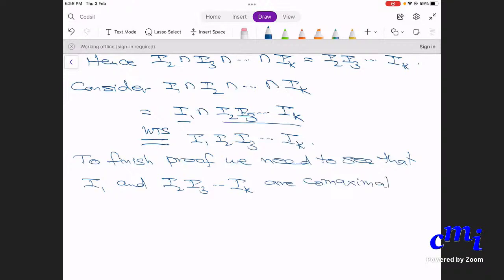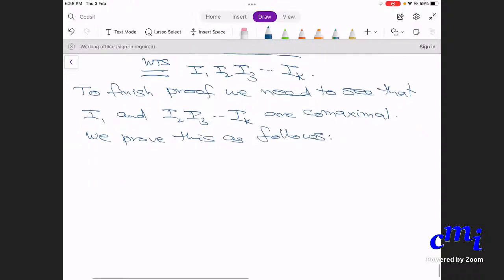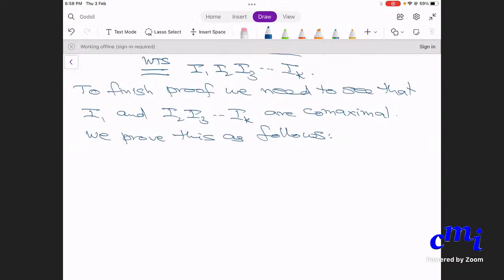We are given that I1 and I2 are co-maximal, I1 and I3 are co-maximal, and so on and so forth. But we don't know about I1 and the product of all of them. So we need to prove this. So we prove this as follows. What do we know? I1 and I2 are co-maximal, right? That means I1 plus I2 is equal to R. That means 1 belongs to I1 plus I2. To say that a pair of ideals are co-maximal is the same as saying that there is an element in one of them and an element in the other of them that adds up to 1. That's all it means to say co-maximal.